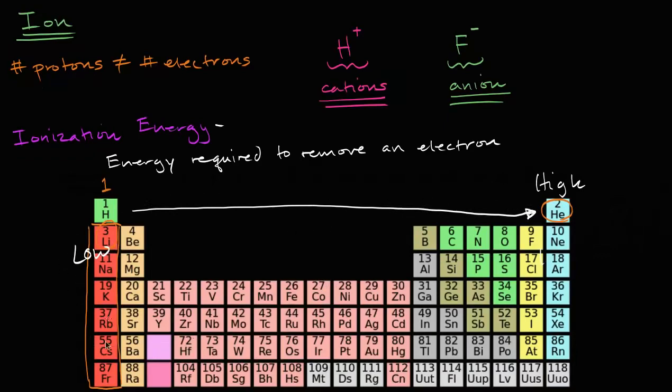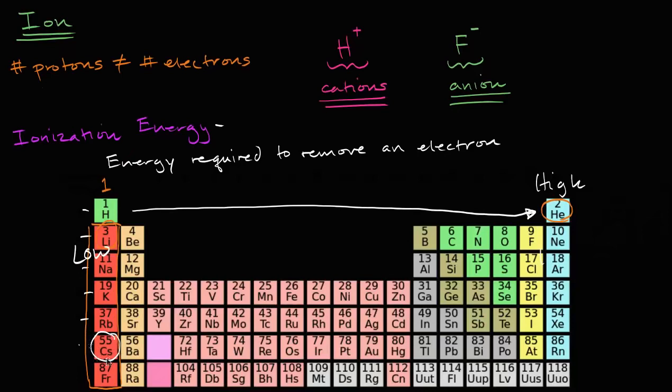Now what about trends up and down the periodic table? Well, within any group, if we look at the alkali metals right over here, if we're down at the bottom, say cesium, that electron in the 6th shell is going to be further from the nucleus than the 1 electron that lithium has in its 2nd shell. So it's not going to be as closely bound to the nucleus, I guess you could say.